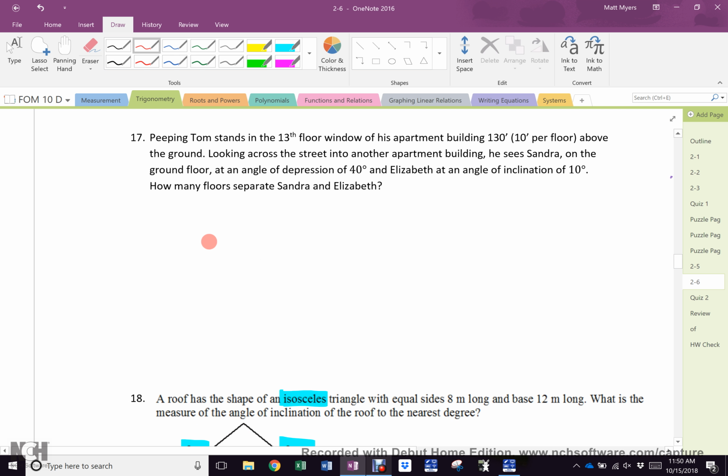Number 17. For some reason, number 17 caused both classes significant trouble. I do not understand it. Peeping Tom is in the 13th floor window of his apartment building, 130 feet above the ground. He looks across at another building and he sees Sandra at the bottom of the building.